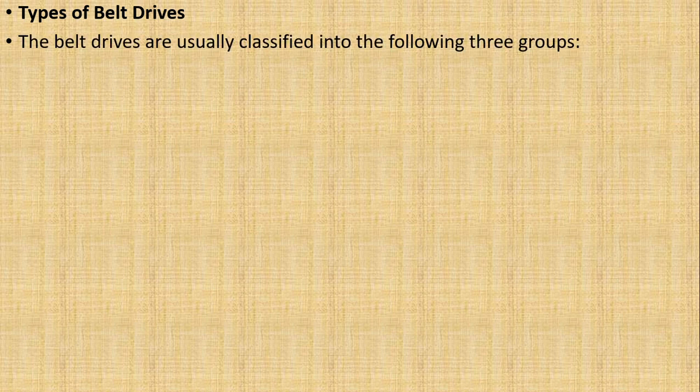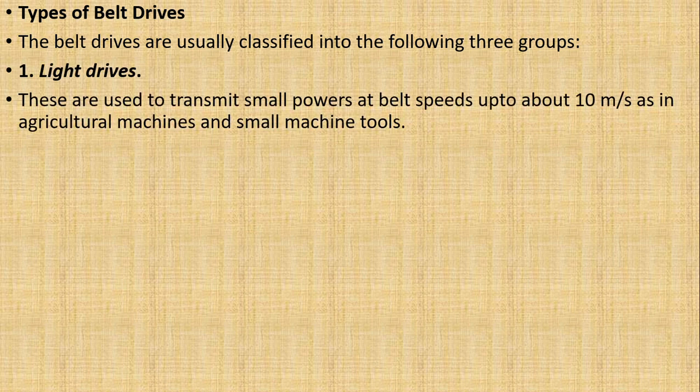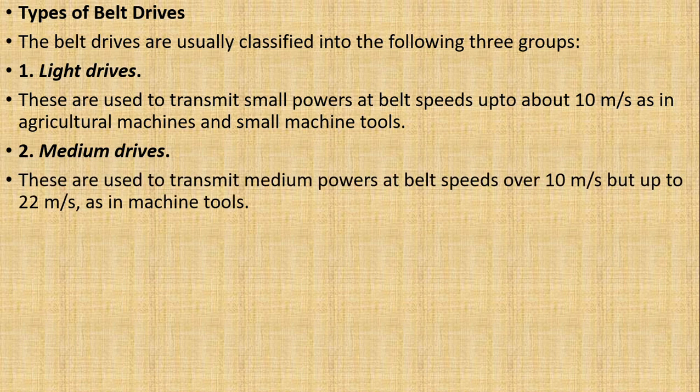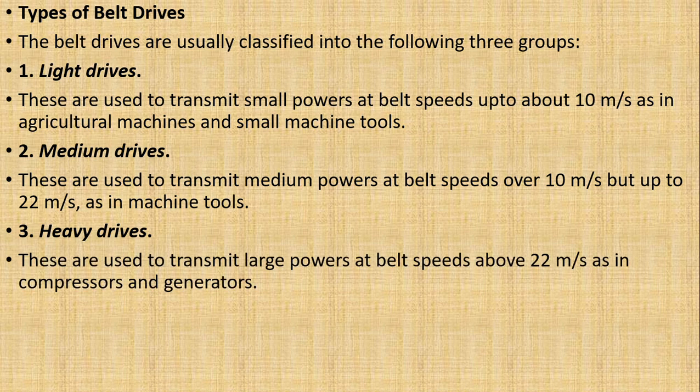Types of belt drive. The belt drives are usually classified into the following three groups. Light drives. These are used to transmit small powers at belt speed up to 10 meters per second, as in agricultural machines and small machine tools. Second, medium drives. These are used to transmit medium powers at belt speed over 10 meters per second but up to 22 meters per second, as in machine tools. Third, heavy drives. These are used to transmit large power at belt speed above 22 meters per second, as in compressors and generators.